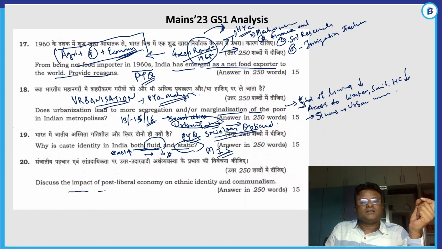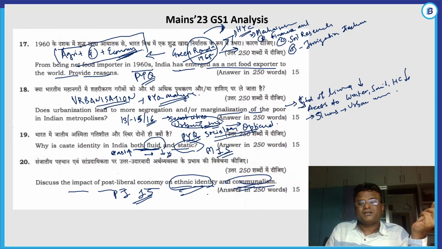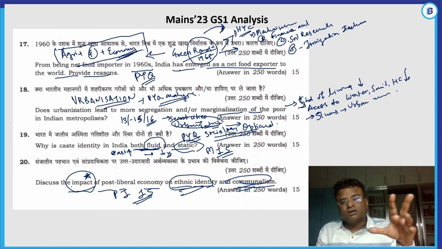Next, discuss the impact of post-liberal economy on ethnic identity and communalism. So this is again a post-independence Indian society question. Should be able to answer, because the keywords are there: ethnic identity and communalism, very very burning topic in India even today. Fairly, you should be able to articulate the impact, right? So this is the GS1 paper.